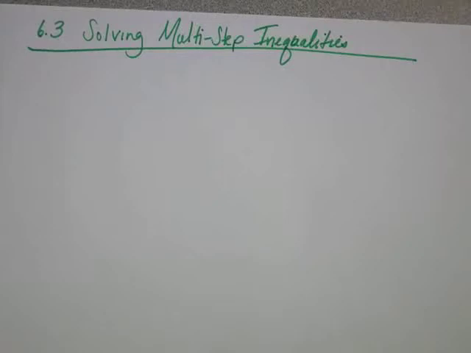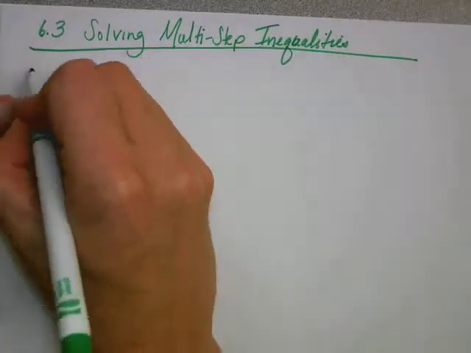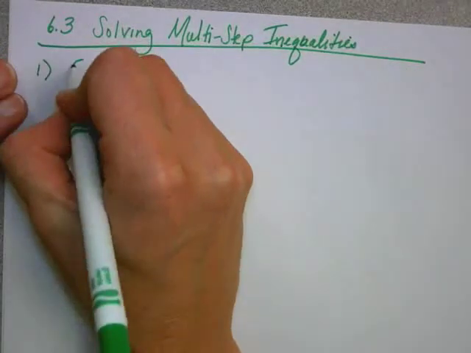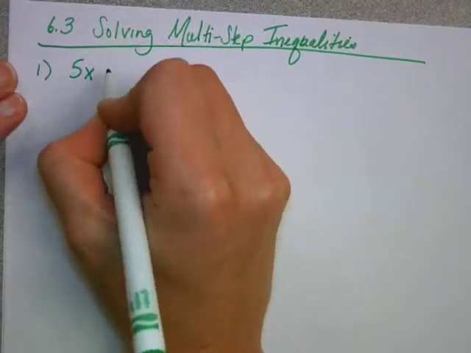All right, this is 6.3, solving multi-step inequalities. So we're putting together what we did in 6.1 and 6.2. We're putting it all in one problem. And then we have a couple little extra things that could happen when we do that. So first, let's do kind of a regular old multi-step problem.